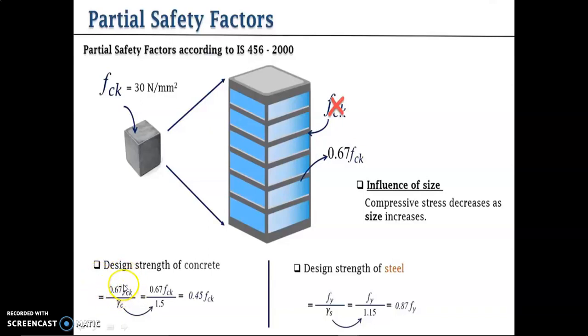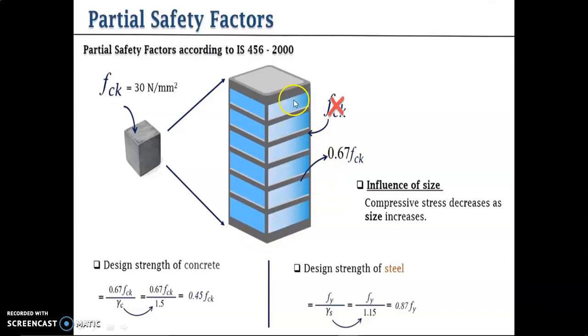Why do we use 0.67 fck here? Because when we cast a cube, we cast it in a laboratory with perfect dimensions and perfect material. But when you construct a building at site, there is a difference between the result of a laboratory test and a field test. That's why compressive stress decreases as size increases. Due to the influence of size, here we take 0.67 times fck.